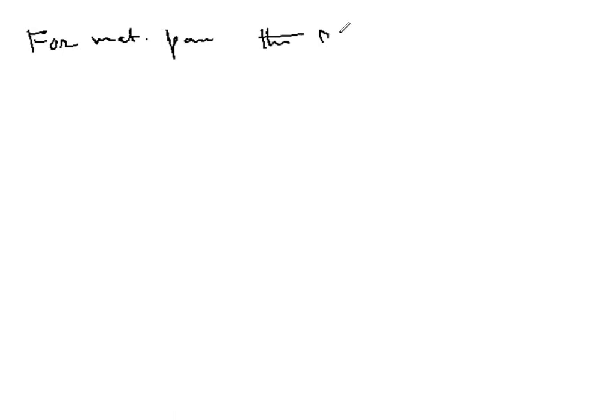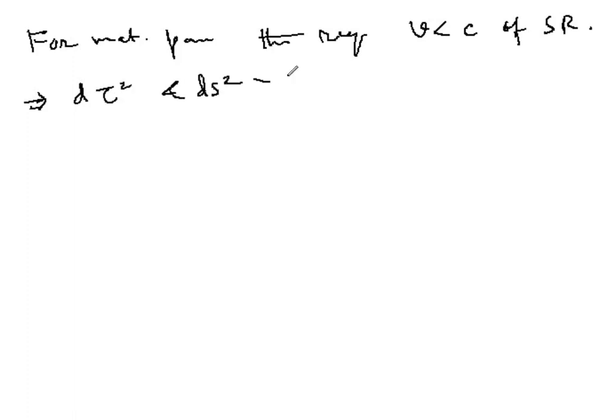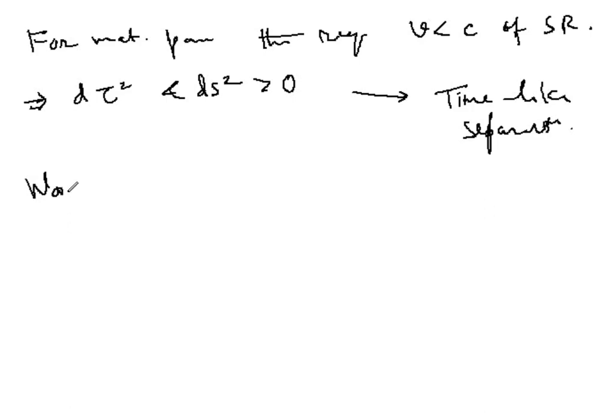what's the requirement? This is the requirement of special relativity. Basically this means that d tau square and ds square must be greater than 0. Such separations are basically known as timelike separations. Now world lines of material particles must be timelike.